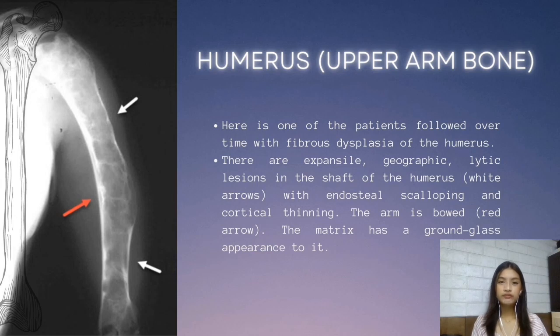Here is one of the patients followed over time with fibrous dysplasia of the humerus. This study reported a case of osteofibrous dysplasia arising in the humerus of an adult. Most proximal humerus fractures can be treated without surgery, according to this study.